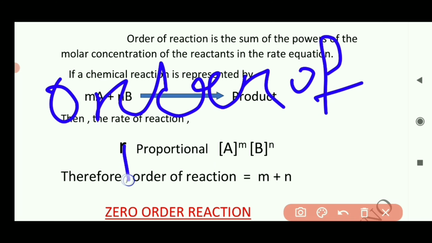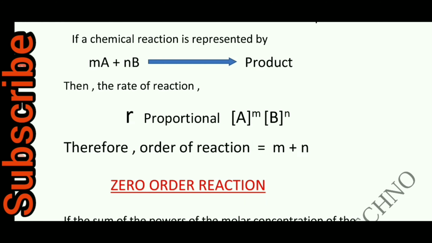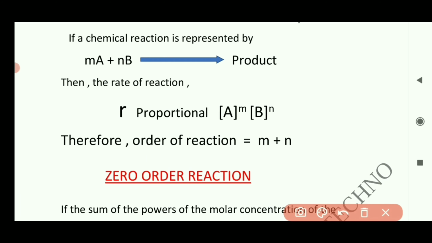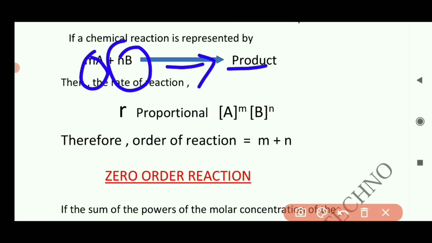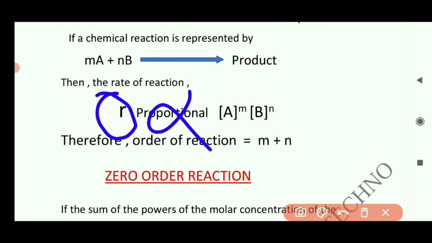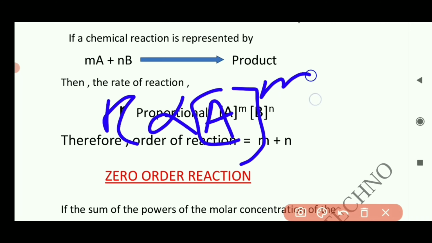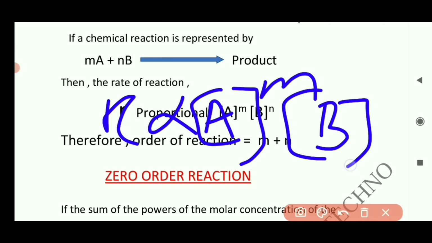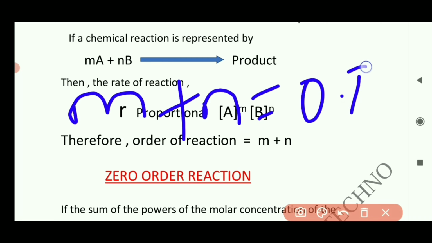So let's see, if a chemical reaction is represented by mA plus nB produces a product, then the rate of reaction R is proportional to concentration of A to the power m into concentration of B to the power n. So therefore the order of reaction is equal to the sum of their powers. m plus n is equal to order of reaction.